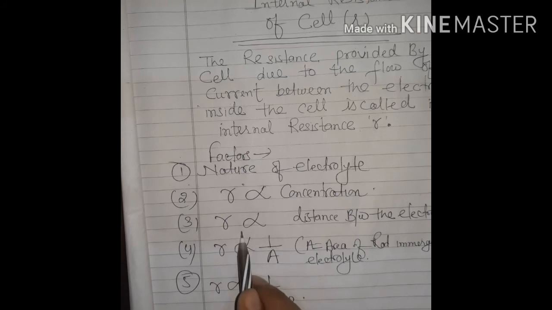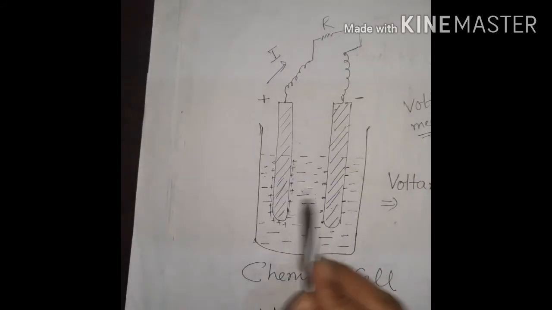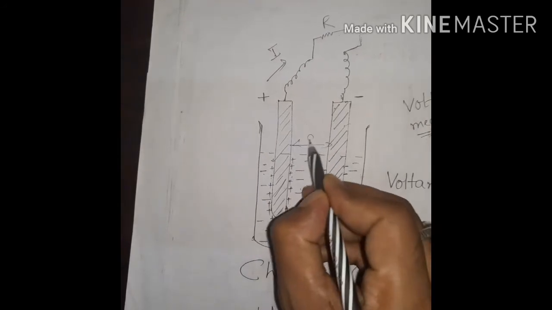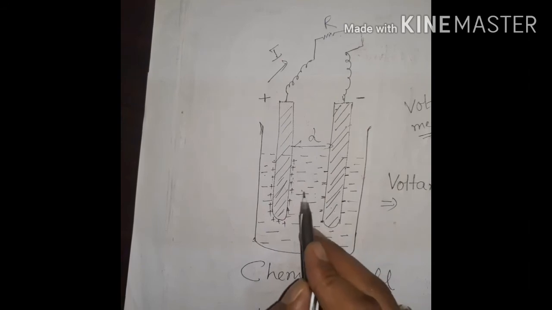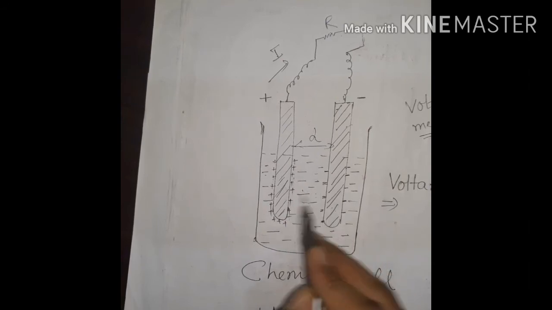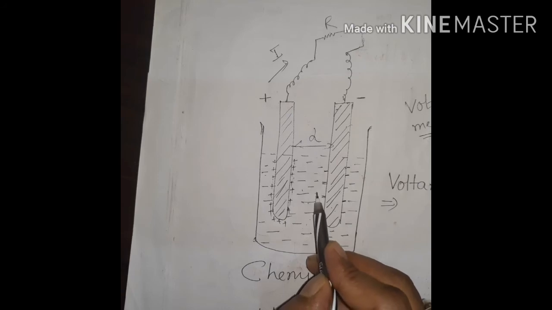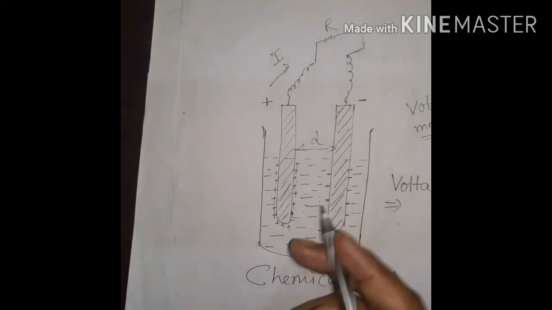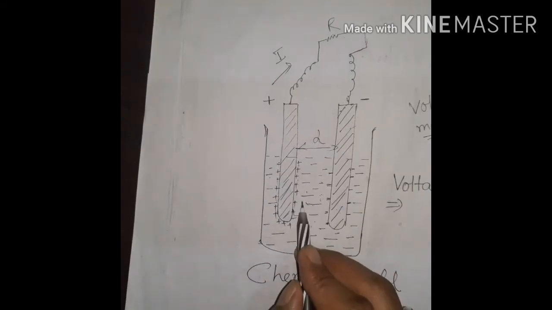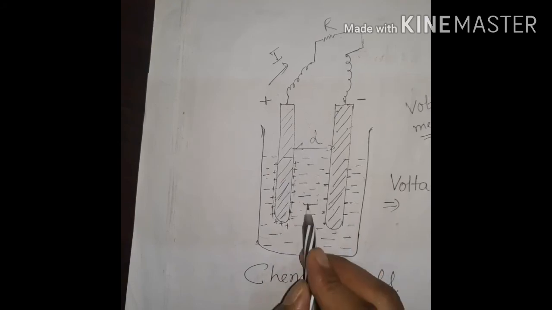Next, it is directly proportional to the distance between the two electrodes, that is the distance between the two rods. Say this is denoted by small d. If this distance is more, then ions have to travel more and more distance, and during that motion they will be experiencing more number of collisions with other ions, that is causing a kind of hindrance or resistance. So the internal resistance will increase with more distance between the two rods.